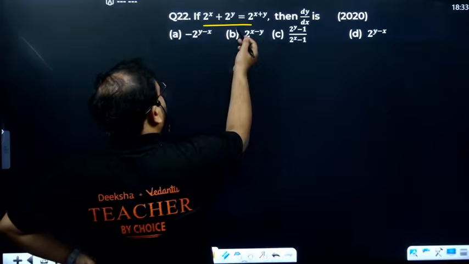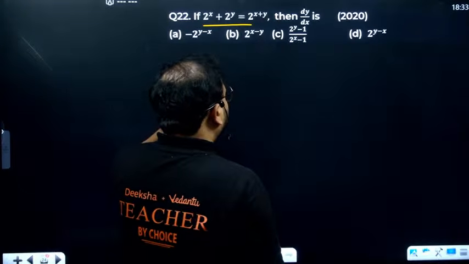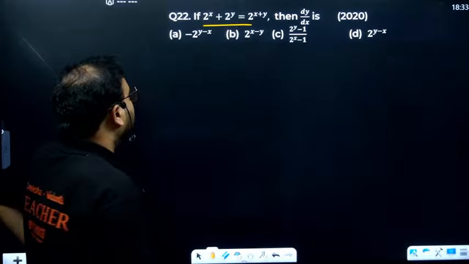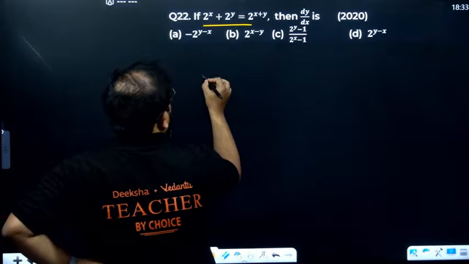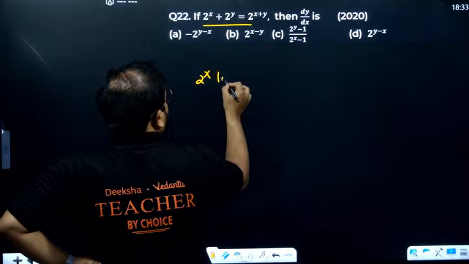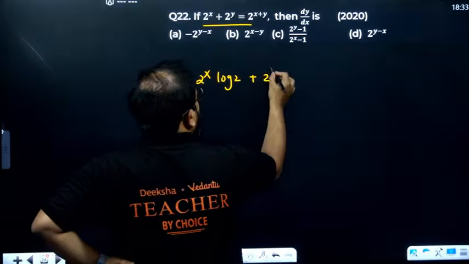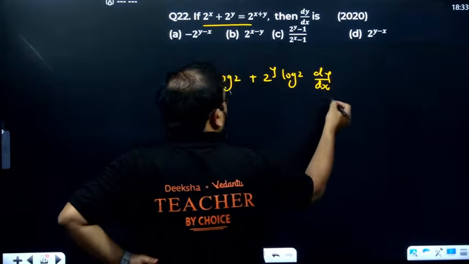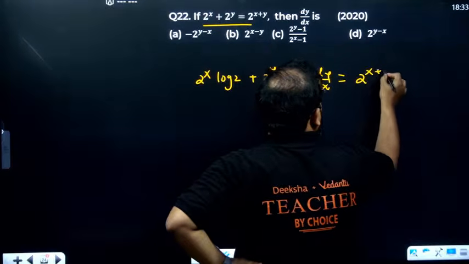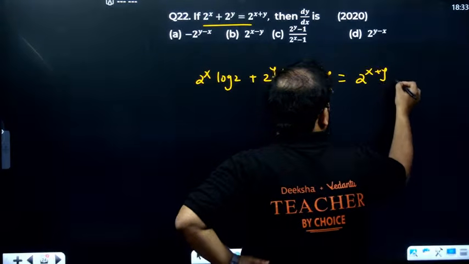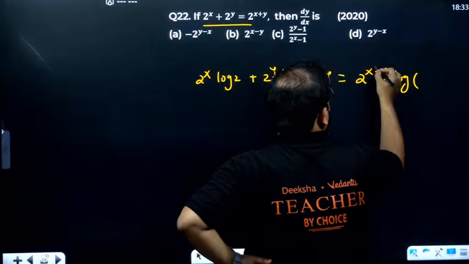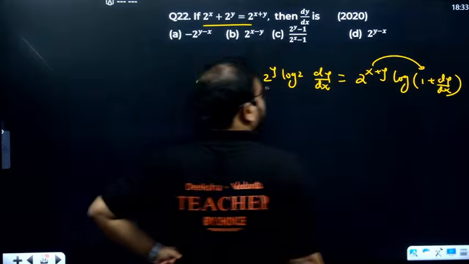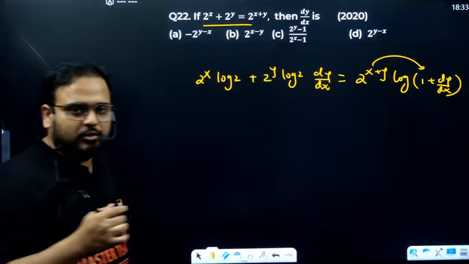So 2 power x plus 2 power y equal to 2 power x plus y is there. Looking for derivative, we have to apply what? You have to apply differentiation only. So exponential form we can apply 2 power x log 2 we will have plus 2 power y log 2 dy by dx, and over here 2 power x plus y and log 2, and differentiate this also. You'll have 1 plus dy by dx, right?